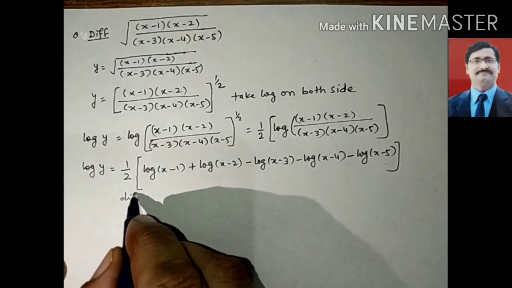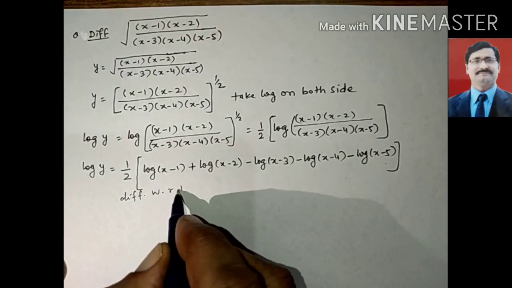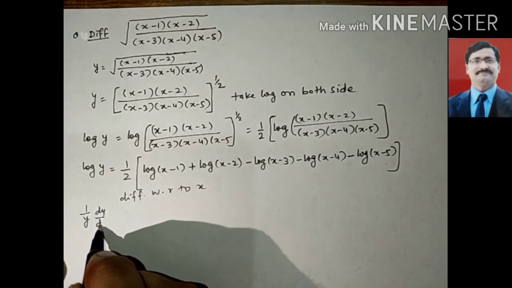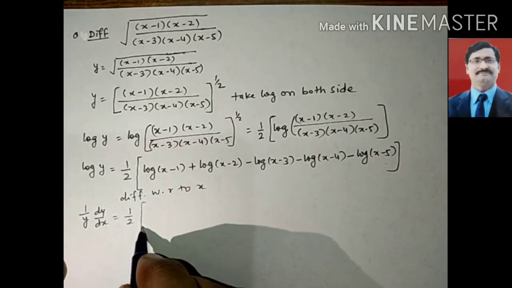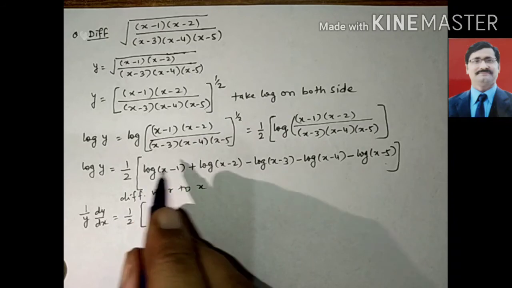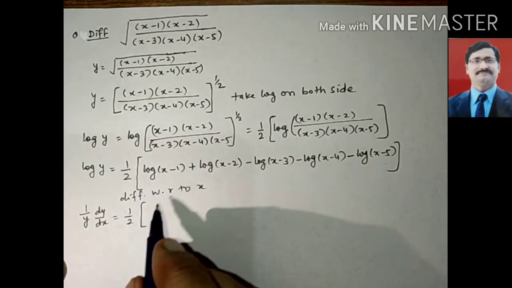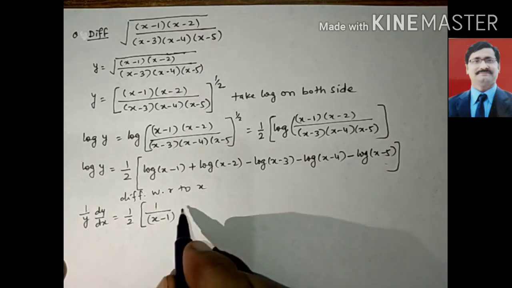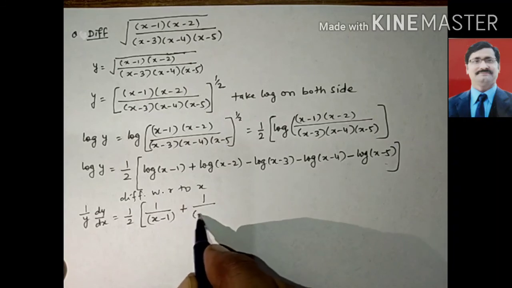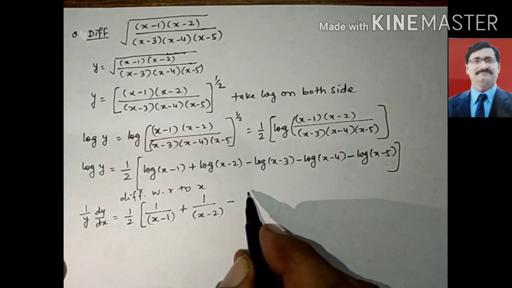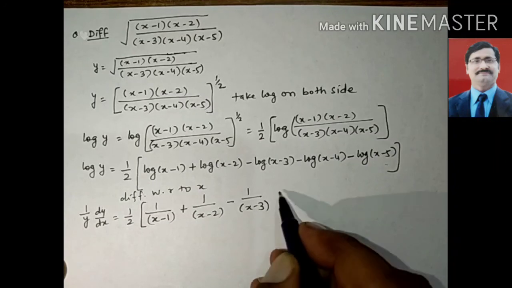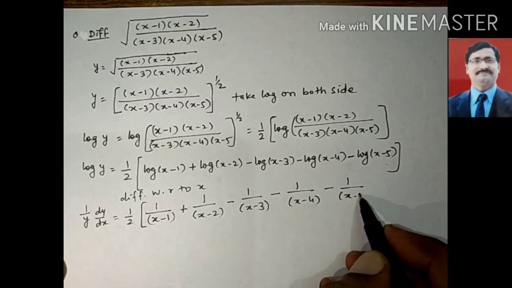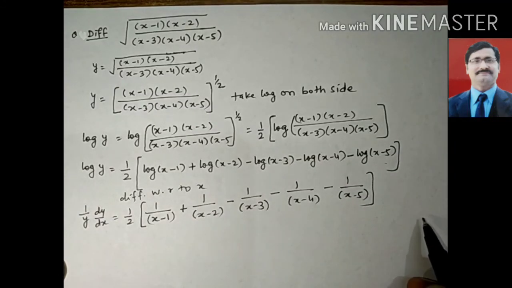Now you have to differentiate with respect to x. So the differential of log y is 1 upon y and dy by dx. This 1 upon 2 you can write as it is. The log differential is 1 upon x, so in place of x you have x minus 1, so you can write 1 upon x minus 1. The differential of x minus 1 is 1, so no need to write it. Here also 1 upon x minus 2 into 1, minus 1 upon x minus 3, minus 1 upon x minus 4, minus 1 upon x minus 5. So you will get these here.